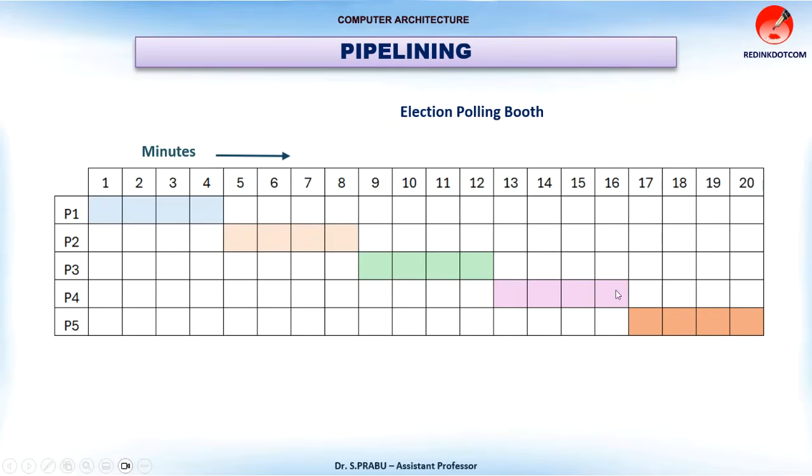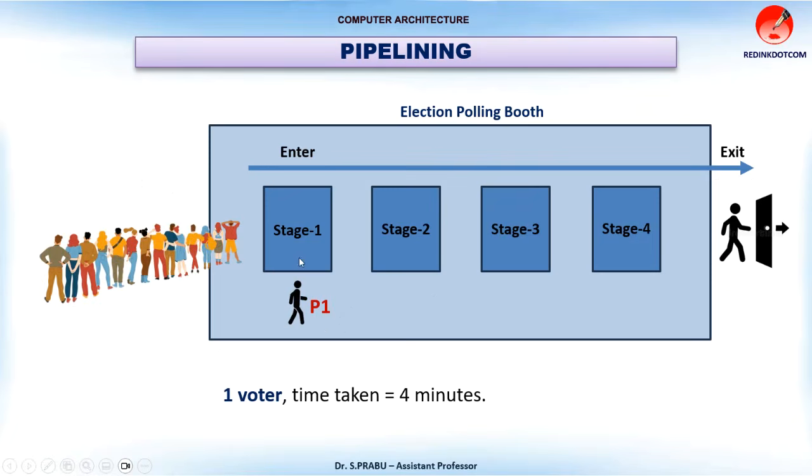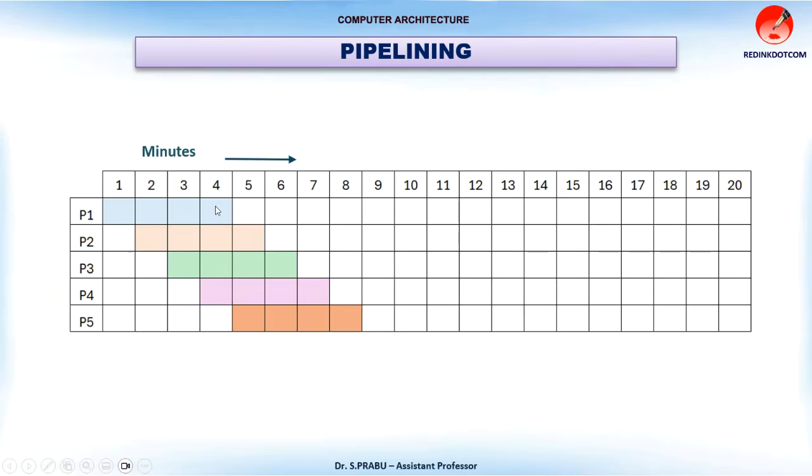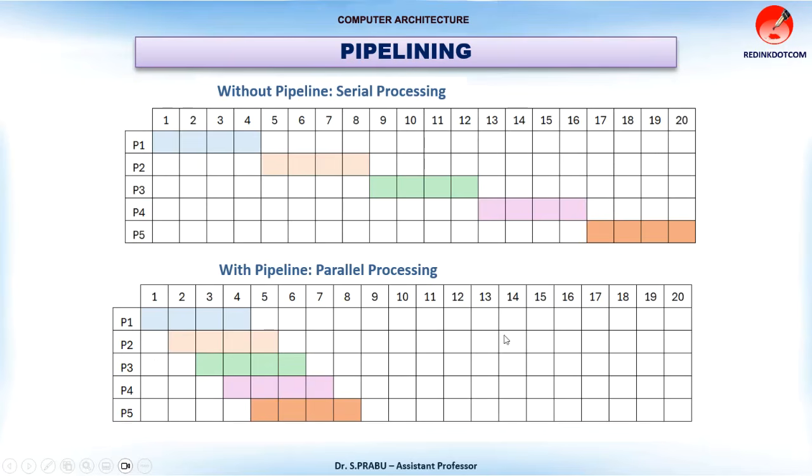This is called serial processing. When the first person leaves stage 1 for stage 2, at that moment the second person can enter stage 1. In the next minute, the first person can move into stage 3, the second person can move into stage 2, and the third person can enter stage 1. So at the 4th minute, all 4 stages can be engaged in this process. This parallel processing can be illustrated in this timing diagram. Now only 8 minutes are taken to complete the voting process for 5 persons. That can be compared in this way. So this parallel process saves a lot of time.